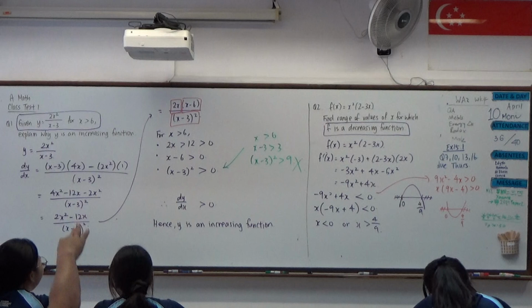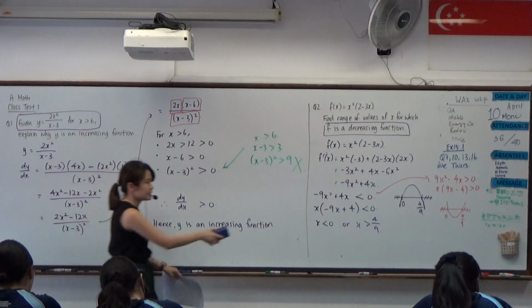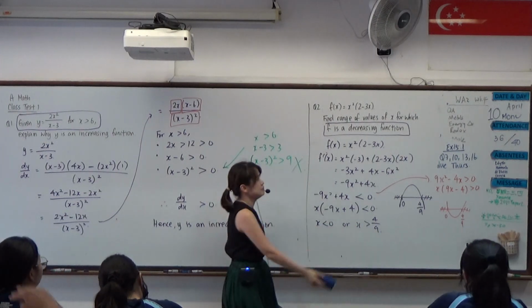Okay? Questions? So that will be the answer. X less than 0 or x more than 4/9. Both must be there. Okay?